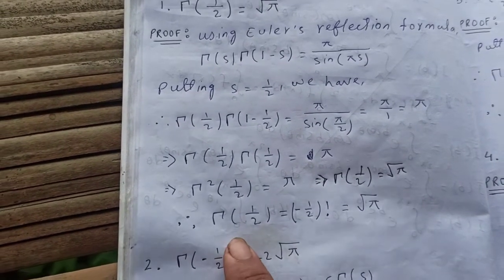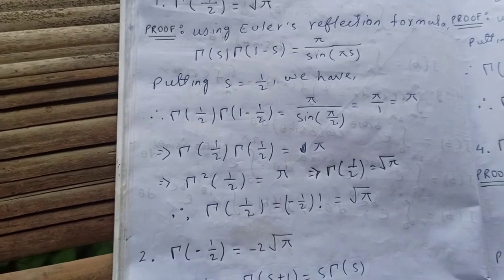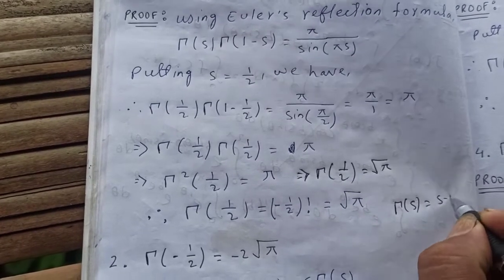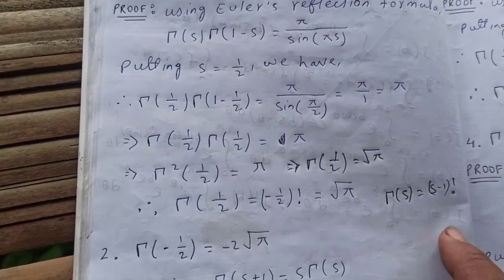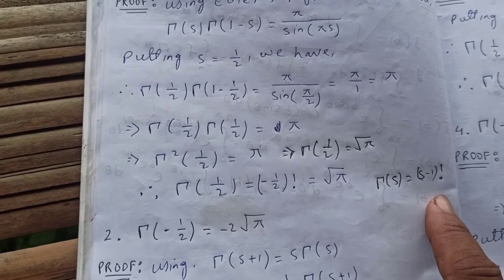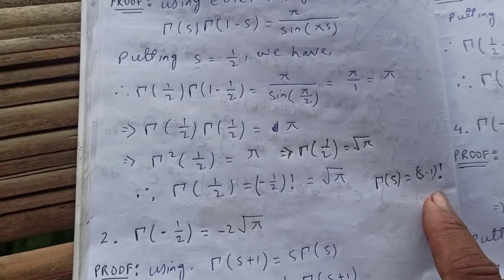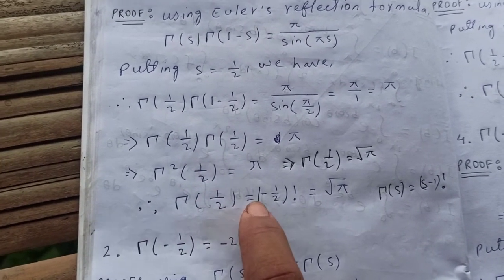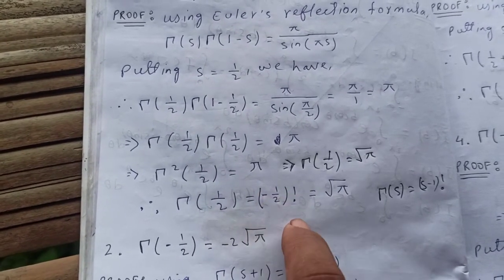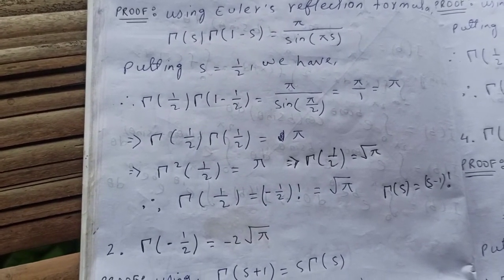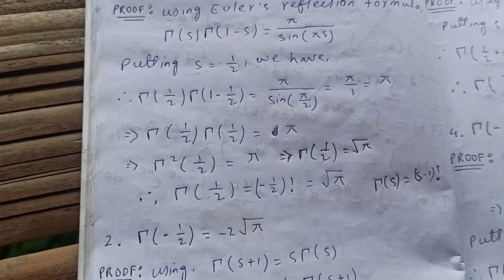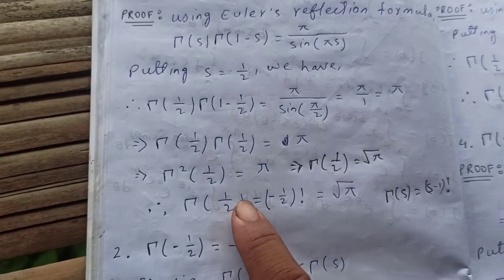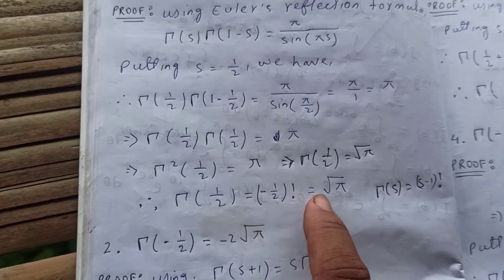So in terms of factorial, gamma of s is s minus 1 factorial. I have already included that in the properties of the gamma function. Therefore, gamma half, in terms of factorial, is negative half factorial, which is the square root of pi.